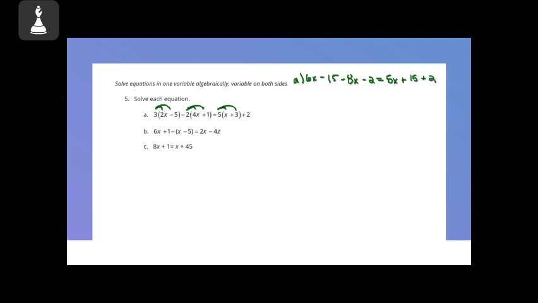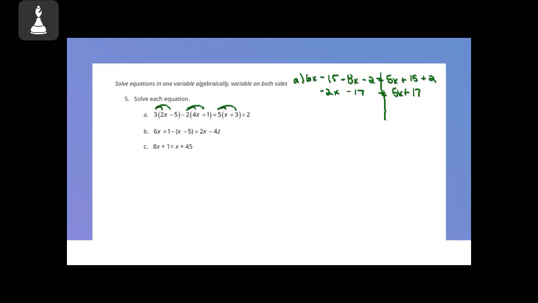I am going to combine the like terms on the left side and separately do that on the right side. So 6x minus 8x is negative 2x. Negative 15 minus 2 is negative 17. And then on the right-hand side, I have 5x plus 17. Now, personally, I like to get rid of negative x's. So I will bring my x's to the right-hand side.